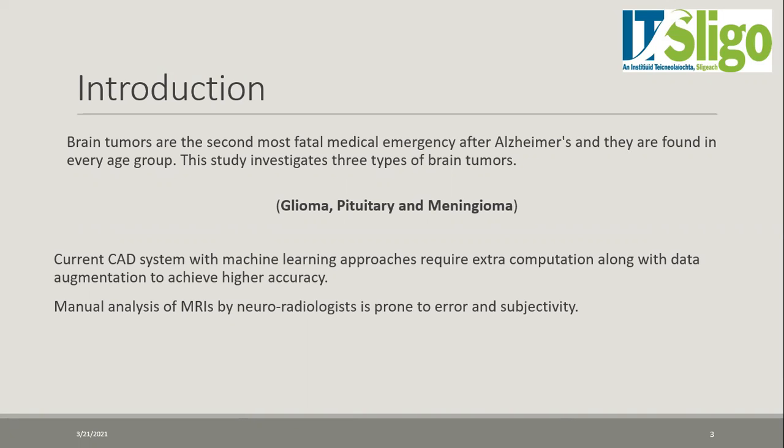Although current CAD systems use machine learning approaches to classify these types of tumors, they need extra pre-processing and can have greater computational cost in terms of time and accuracy. Manual analysis is still there. We use neuroradiologists, and often they are prone to error due to the issue of consistent working.